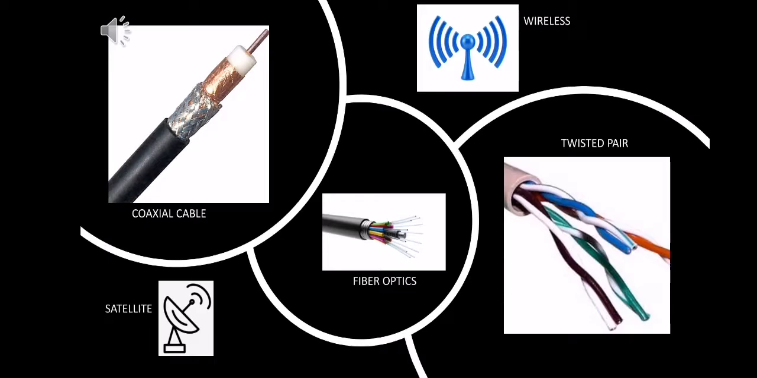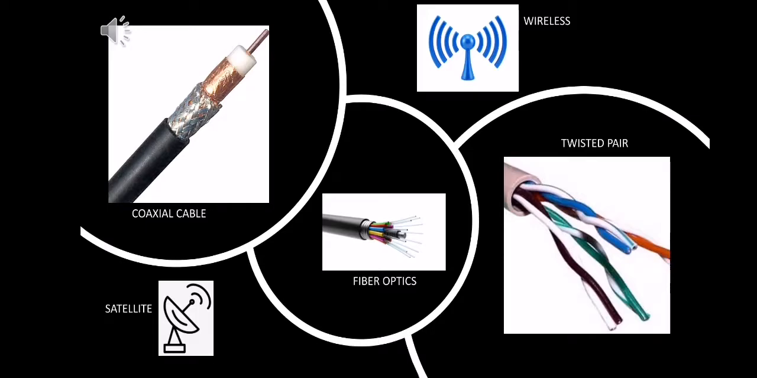Fourth is the coaxial cable, or coax, a type of electrical cable consisting of an inner conductor surrounded by a concentric conducting shield with the two separated by a dielectric. Many coaxial cables also have a protective outer sheath or jacket.